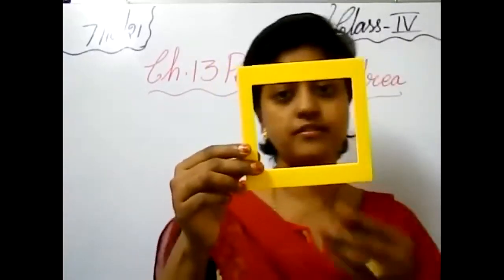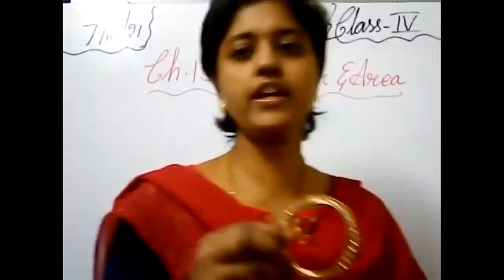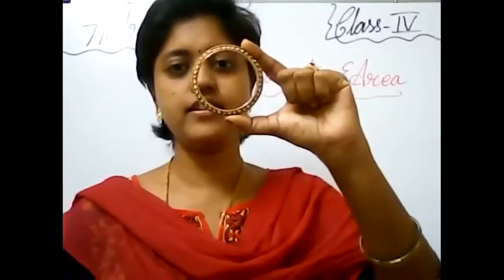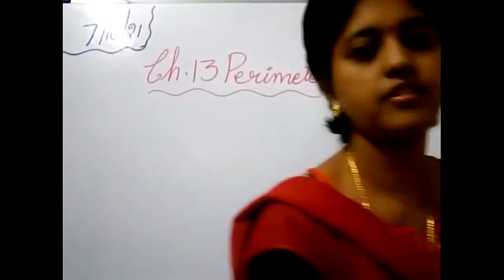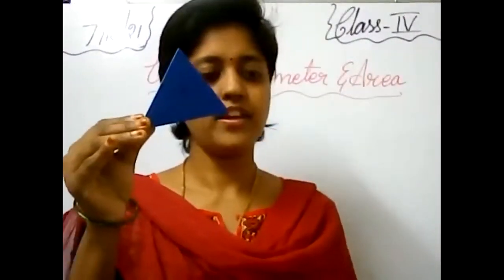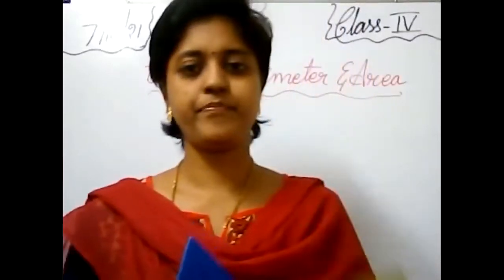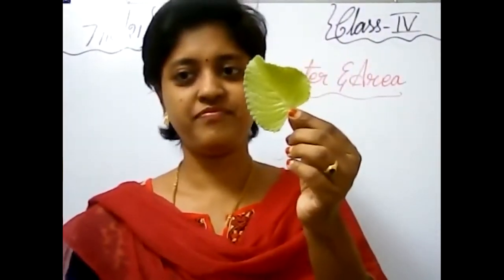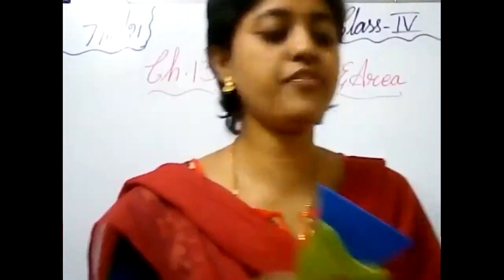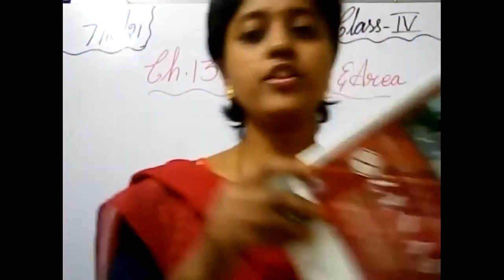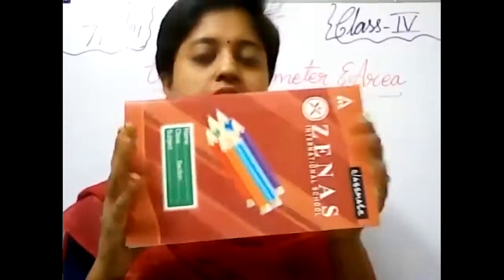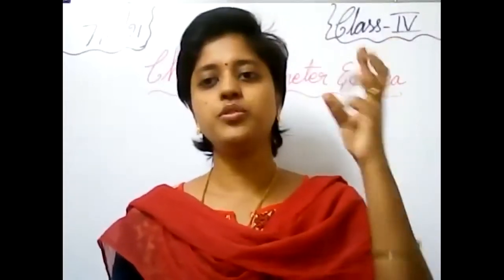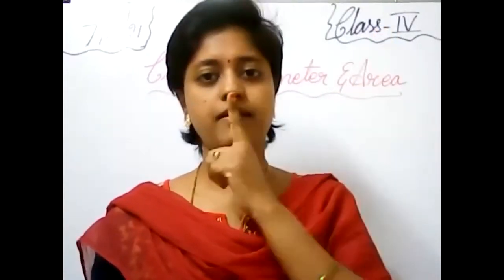Tell me the shape of this. Square. Now what is this, children? Circle. Triangle. Okay, very good. Circle bag. Now the shape of the book, children. One, two, three. Three. Okay.